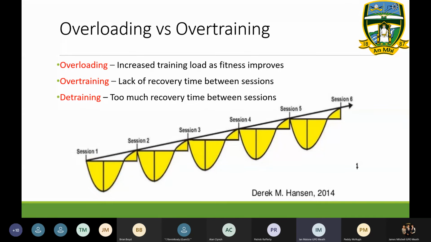And then detraining, another term which is kind of the opposite, and it's not as common as overtraining. This essentially happens when there's too much recovery time between sessions. Essentially what's happened there is you have gone into your supercompensation zone, you've given enough time, but by the time you have your next training session, your level of fitness has actually gone back down below the baseline level of fitness. So it's not as common as overtraining, but it is something to be aware of as well.